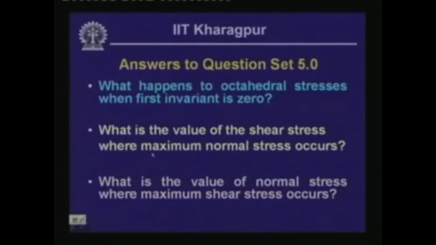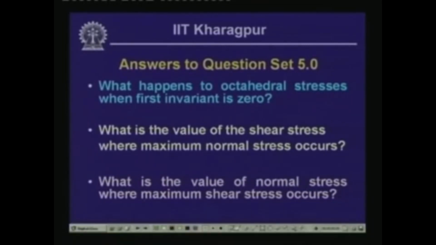Now, the second question which was posed was: what is the value of the shear stress where maximum normal stress occurs, and the third question is: what is the value of normal stress where maximum shear stress occurs. Probably these two questions we can answer through the same diagram. If you remember, last time we had shown how to plot the Mohr circle. This is the sigma axis and this is the tau axis.